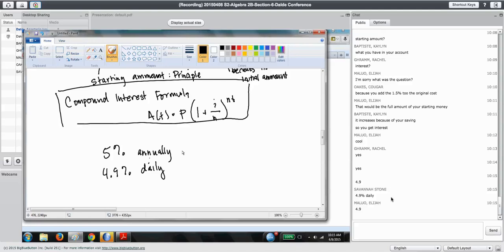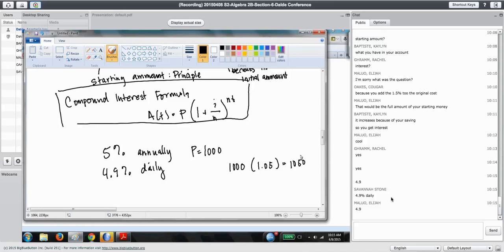If we wanted to figure out how much interest you get on 5% annually, well, let's try this. Let's put in $1,000 as our principal. So that would be 1,000 times 1.05, which we know as $1,050. We cool?